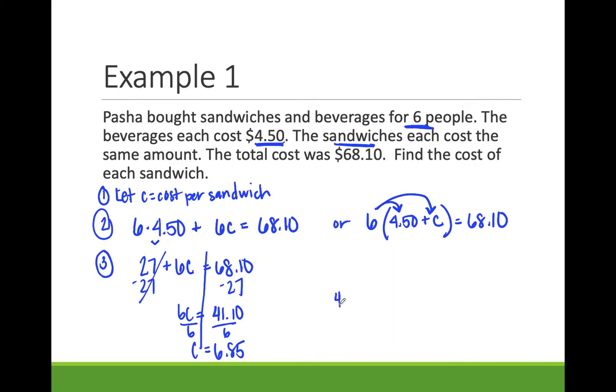And then when you divide both sides by 6, you get a cost per sandwich of $6.85. So your final step 4, the conclusion statement, is each sandwich costs $6.85.